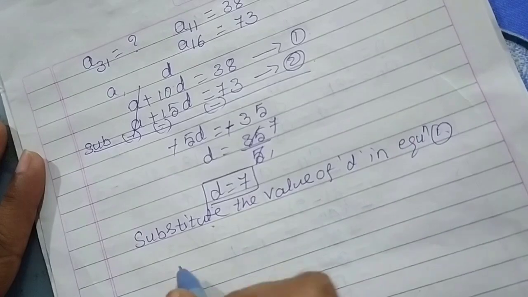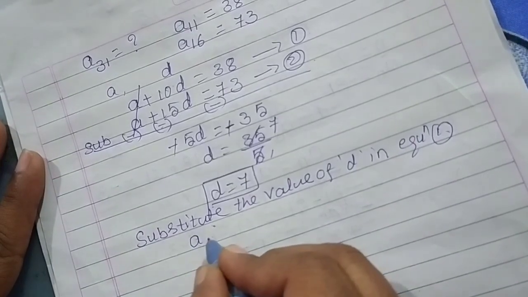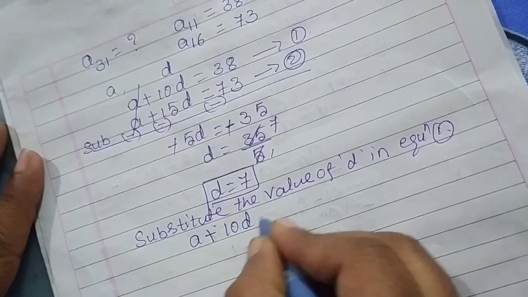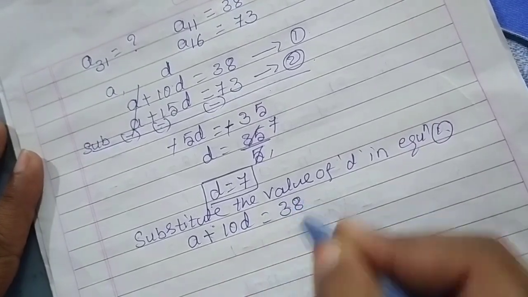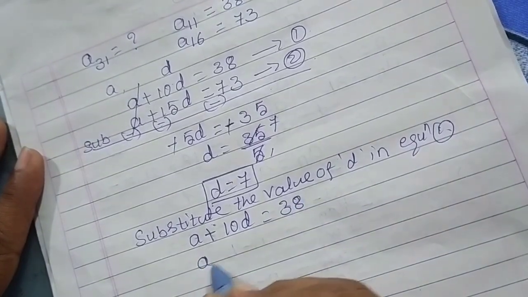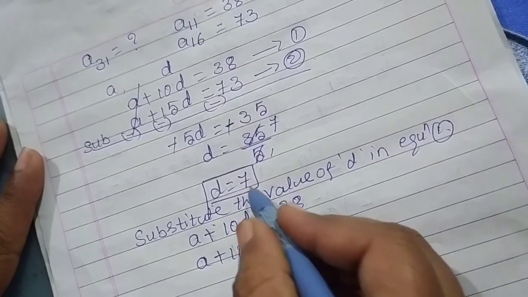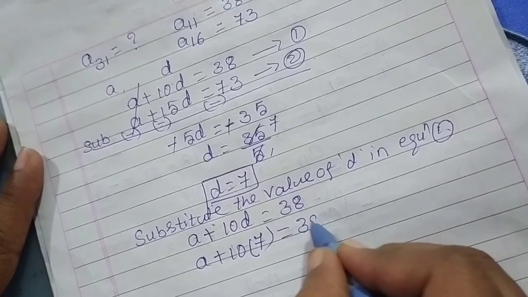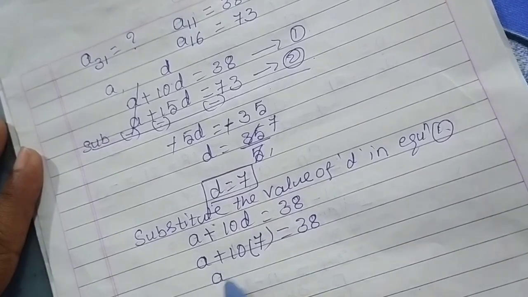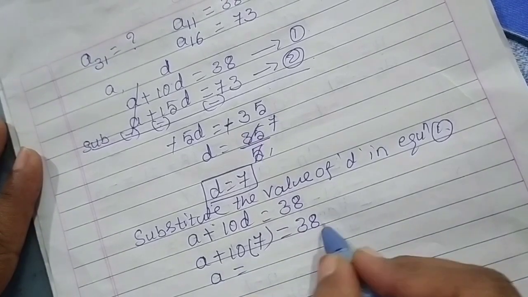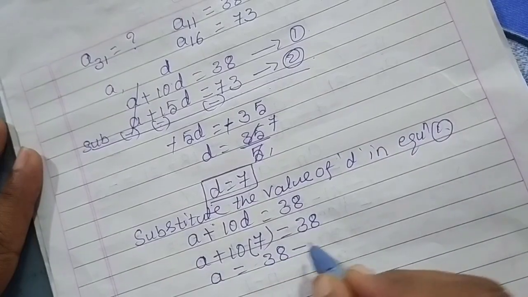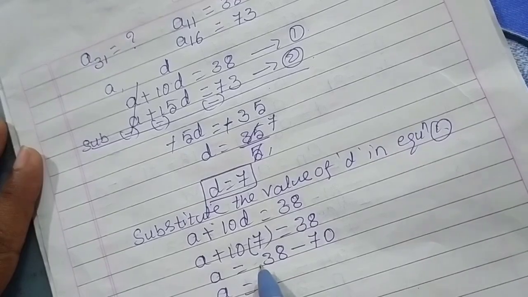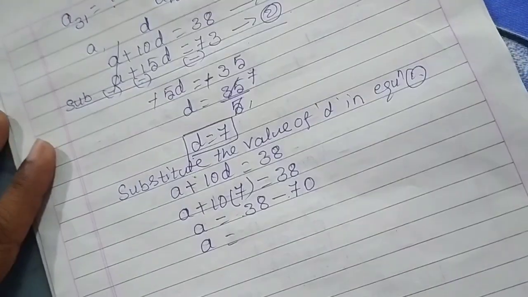When I substitute, you will get A. First write equation 1: A plus 10D is equal to 38. So A plus 10 into D. We have solved D, so D is 7. A plus 70 is equal to 38. A is equal to 38 minus 70.